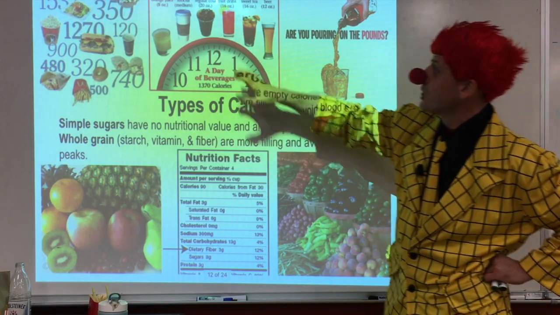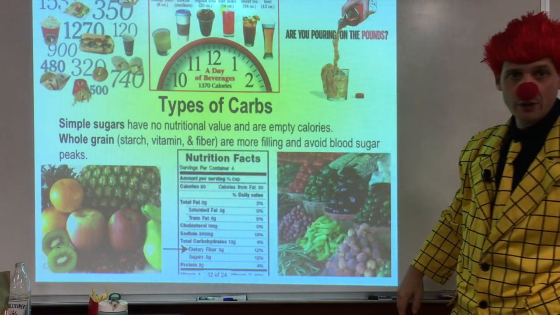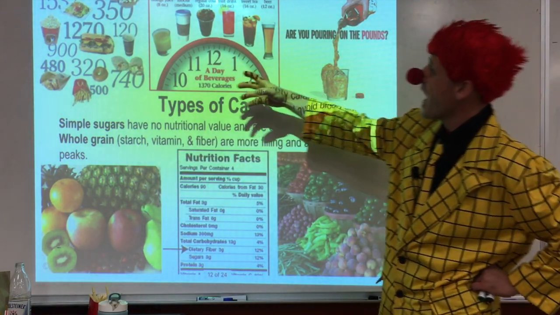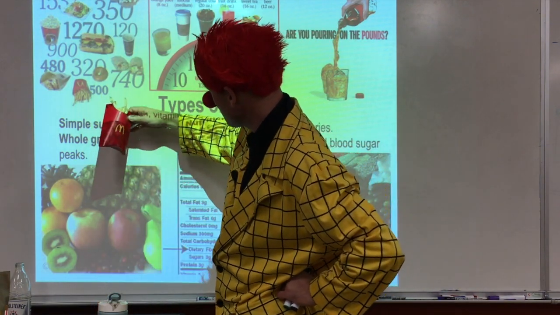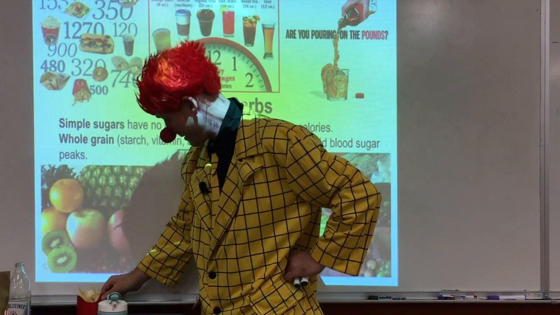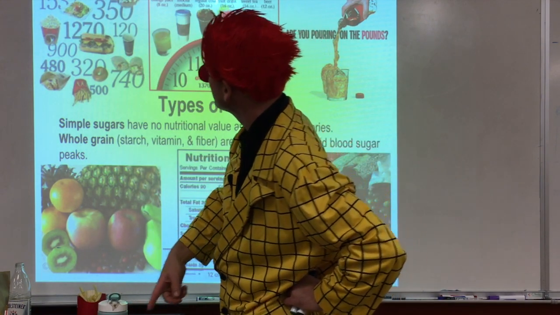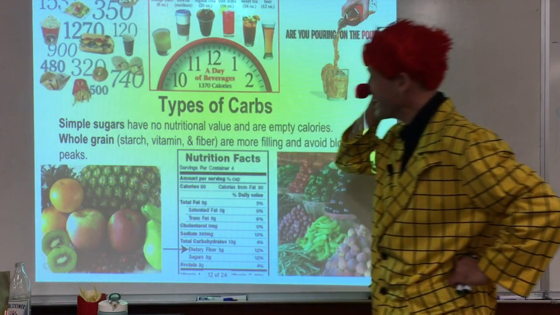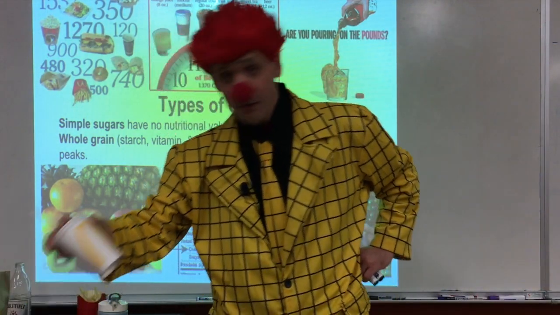But when we look at sugars, we need to look at simple sugars and whole grain types of sugars. We need to look at how much is in all this stuff. Look at this, is it 500? This is maybe a small one. That is maybe bigger. This is probably about 1,000 or something. And so that's a lot of stuff. And then the biggest problem is really this stuff.